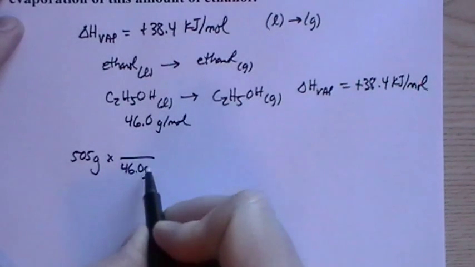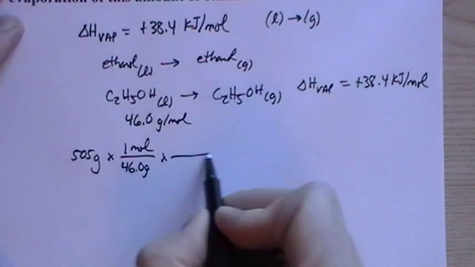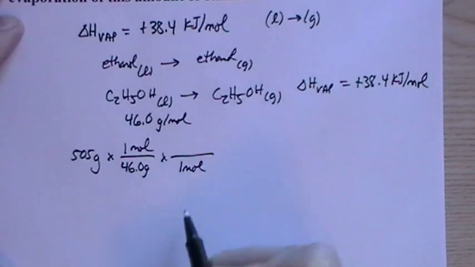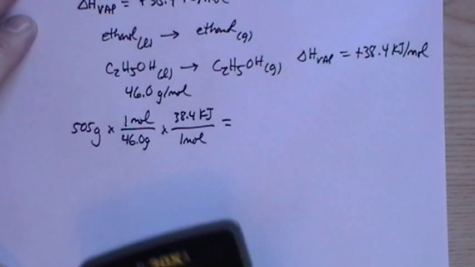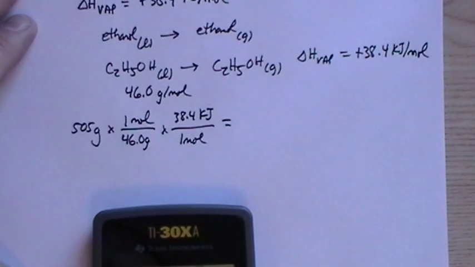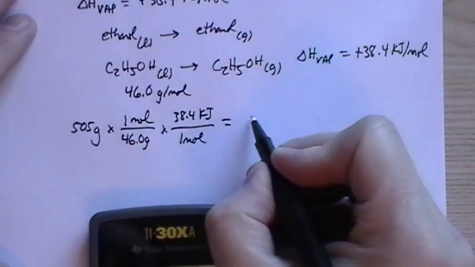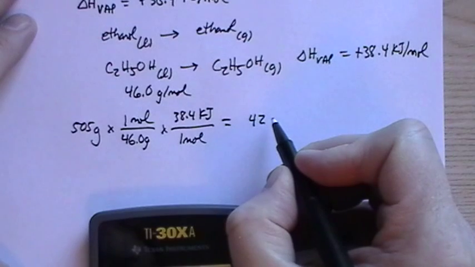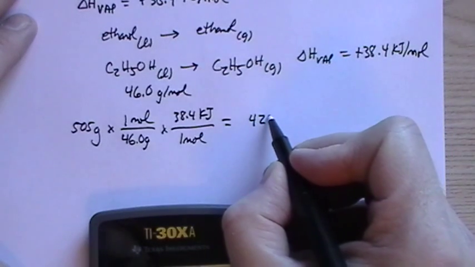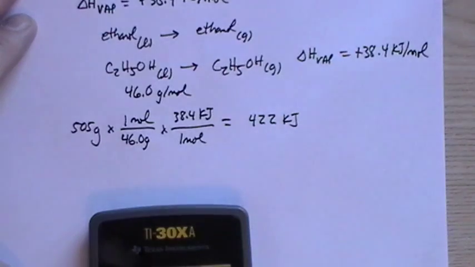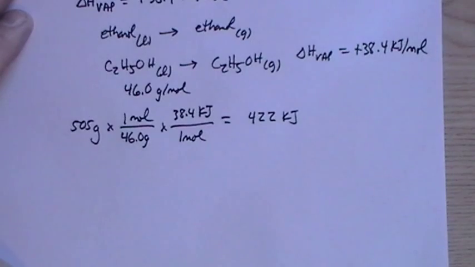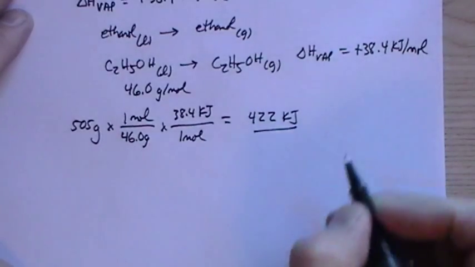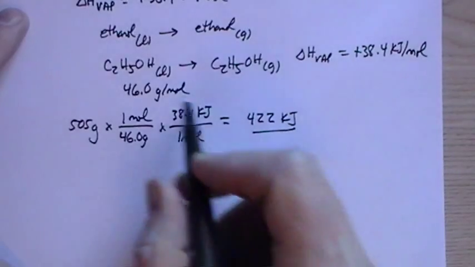It's 46 grams for 1 mole of it. And then for every mole, you need 38.4 kilojoules of energy to vaporize, to change that 1 mole from liquid to gas. Ethanol we use as a solvent or a cleaner in our labs, and that's the basis for alcoholic beverages. So you have 422 kilojoules of heat.